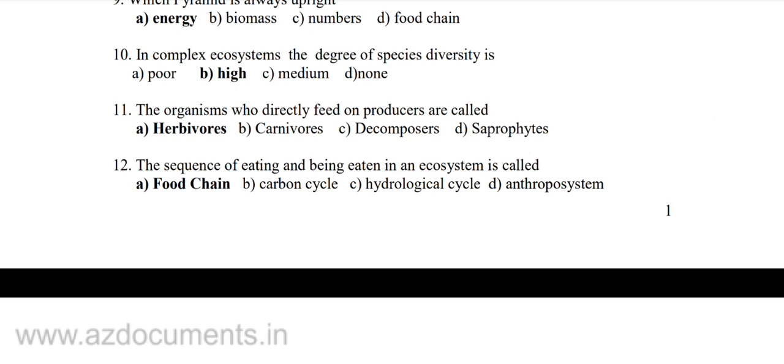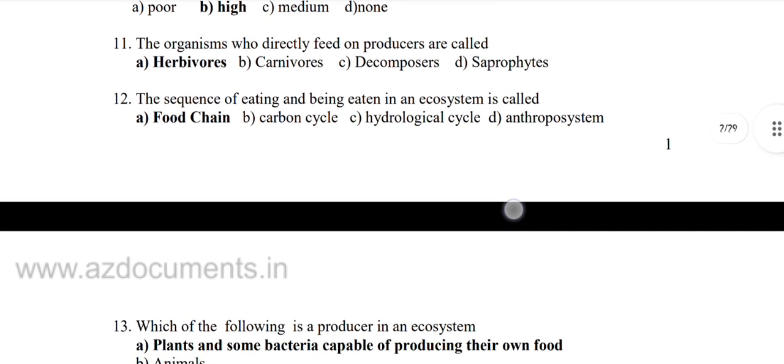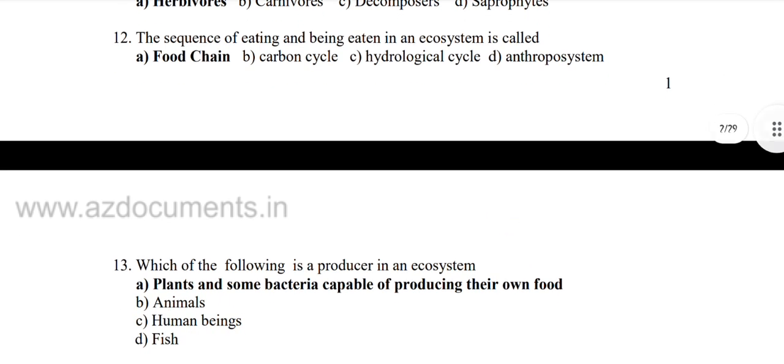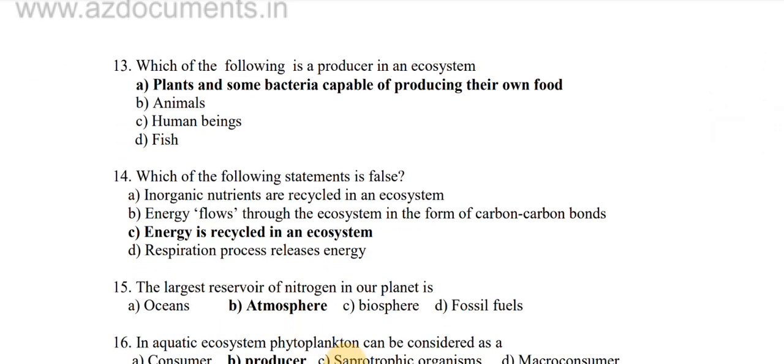In complex ecosystems the degree of species diversity is high. So you can go for the 11th question. The organisms which directly feed on producers are called herbivores. The 12th question: the sequence of eating and being eaten in an ecosystem is called a food chain. The 13th question: which of the following is a producer in an ecosystem? Plants and some bacteria capable of producing their own food.